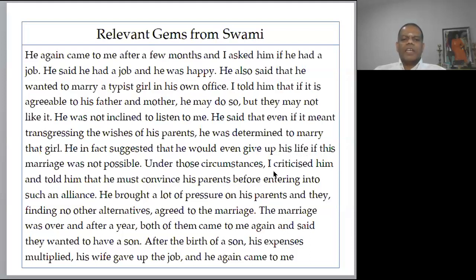Under those circumstances, I criticized him and told him that he must convince his parents before entering into such an alliance. He brought a lot of pressure on his parents, and they, finding no other alternatives, agreed to the marriage. The marriage was over, and after a year, both of them came to me again and said they wanted to have a son.